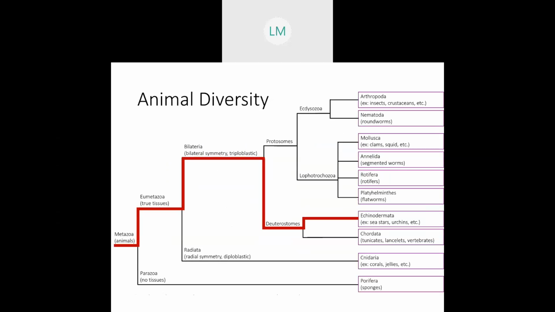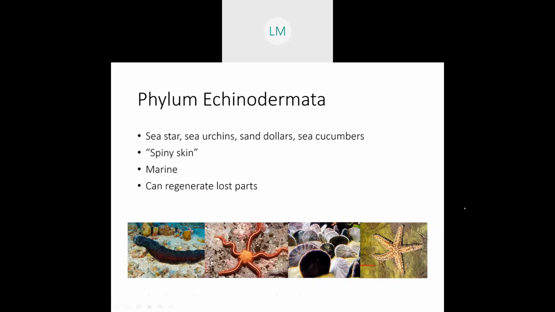So on our roadmap, this is where we are. We're still in our bilaterally symmetrical triploblastic organisms, but we've taken this detour down here to deuterostomes. There are two phyla we're going to talk about, the Echinodermata and the Chordata. Phylum Echinodermata literally means spiny skin. So these are things like sea stars, sand dollars, sea urchins, sea cucumbers. All of those are in this phylum.